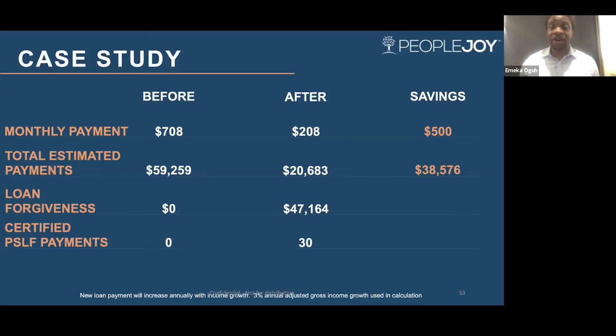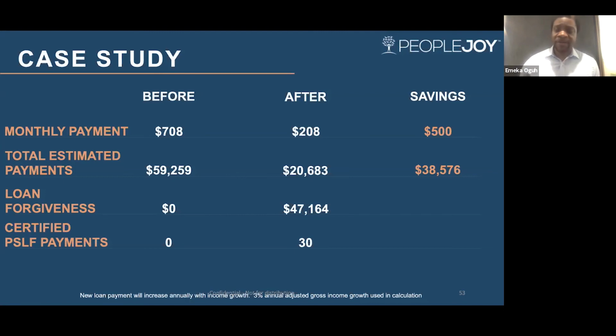So we found a plan that actually lowered her payment from $708 to $208 a month, for a savings of $500. And she also had never reached out to any of her prior employers and certified her employment history with them. So we reached out to her prior employers, got the paperwork done, sent it to her servicer. We were able to get her 30 months of payments certified. So she's now much closer to getting forgiveness.